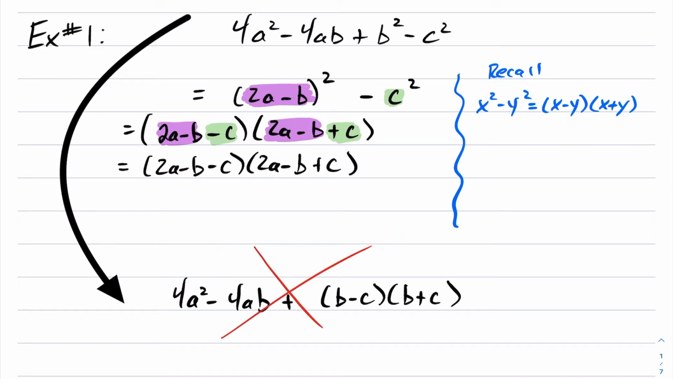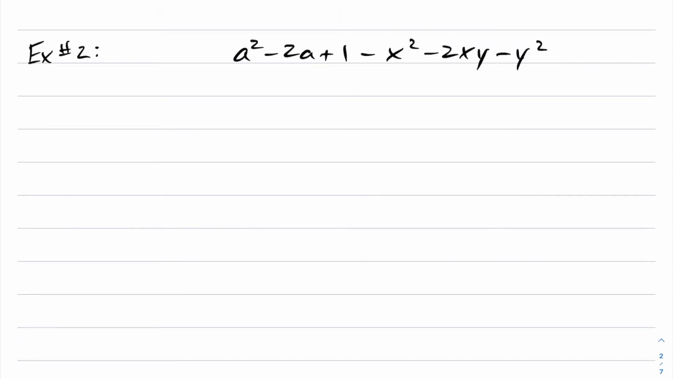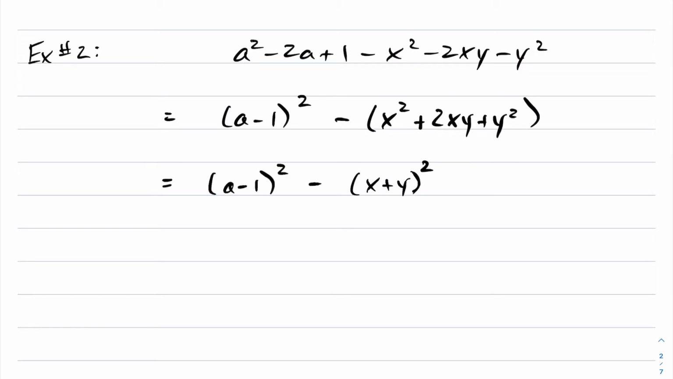Let's take a look at another example. In the next example here, same sort of strategy. I'm noticing here this is a perfect square, and I can factor a minus sign out of here, and I think I can factor that into a perfect square as well. So let's take a look. In fact, you'll notice I factor out that minus sign, and we're now left with x squared plus 2xy plus y squared, which is exactly equal to x plus y quantity squared, and likewise our a squared minus 2a plus 1 is equal to a minus 1 quantity squared.